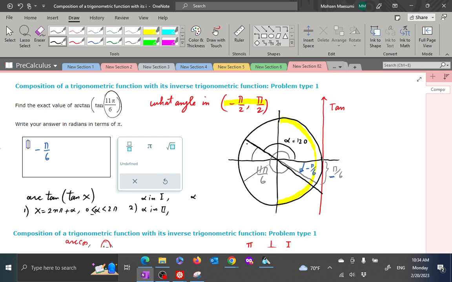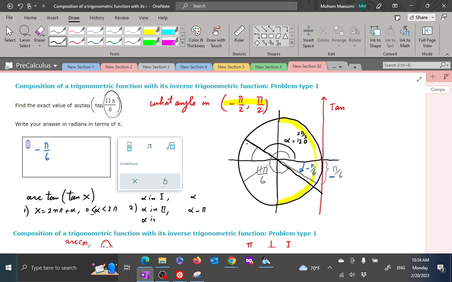Now I have to come 60 degrees below the horizon. Or in radians, if this was 2 pi thirds, then I say what is left here is pi third, and I have to come pi third below the horizon. So what do I do? I take alpha and subtract pi from it, and that's going to tell me the angle in the yellow range that has the same tangent.